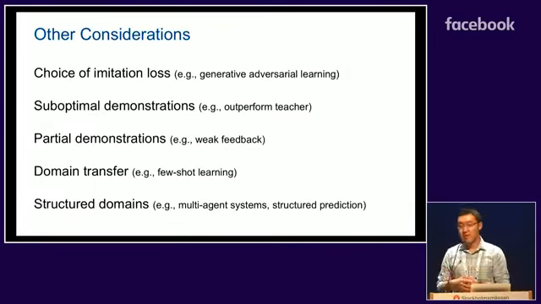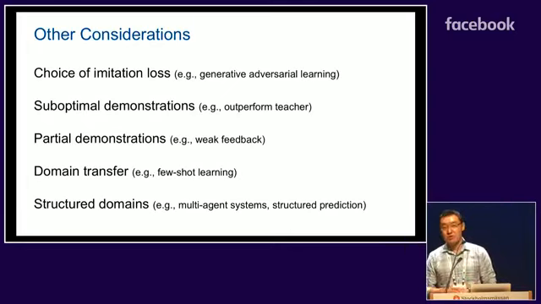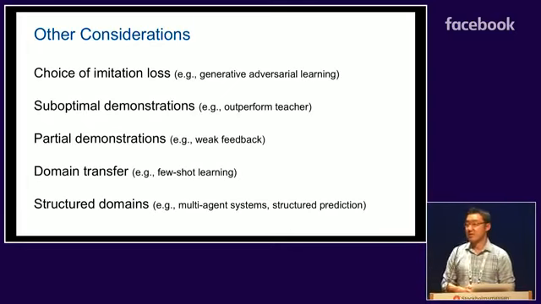So there are a number of other considerations, such as choice of loss functions, when the teacher is suboptimal or partial, the size of the state space and action space, domain transfer, and structured domains. We'll touch on a number of these issues in the second half of the tutorial.